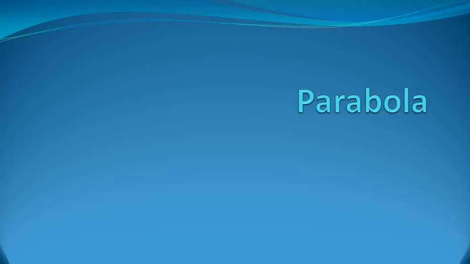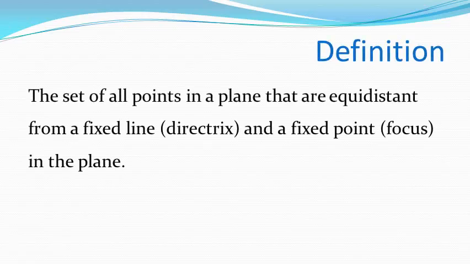Let us review the parabola, its important properties and formulae. So the definition of the parabola can be stated like this. It is a set of all points in a plane that are equidistant from a fixed line and a fixed point. The fixed line is called the directrix and the fixed point is called the focus of the parabola.